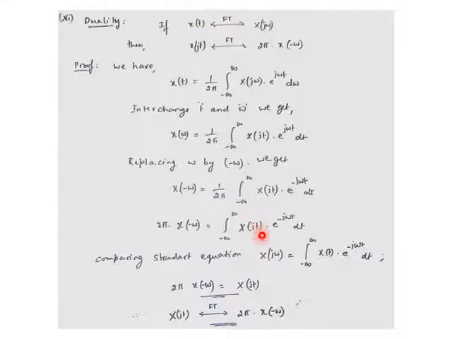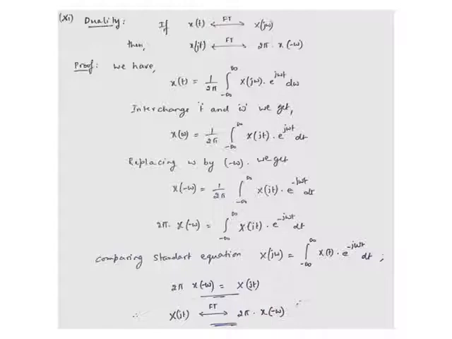So I just need to write x of jt because this is j omega t. Actually this is e to the power minus j t omega. So jt needs to be written. So x of jt, if I do the Fourier transform, I get 2 pi x of minus omega. So this is how we can prove the duality condition under Fourier transform.